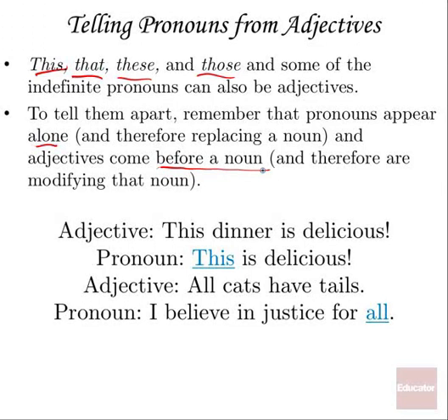The adjective form of this might be, this dinner is delicious. This is an adjective modifying the noun dinner. The pronoun version would be, this is delicious. There's no noun right after it. It's not modifying anything else. It's sitting there like a noun all by itself.